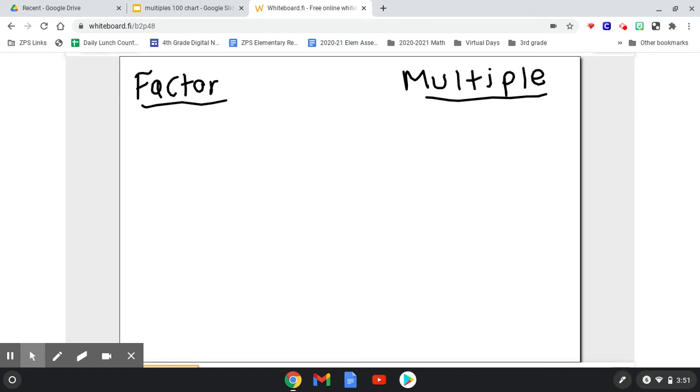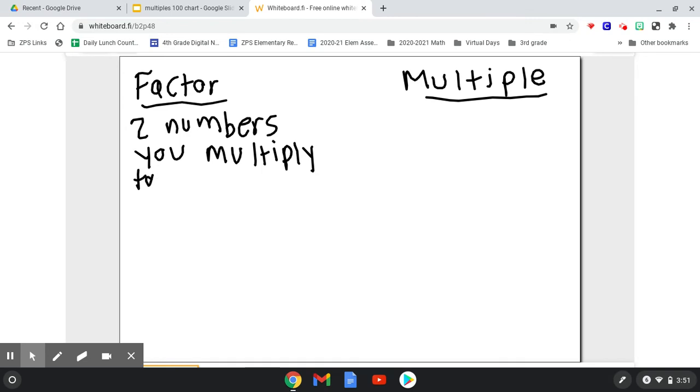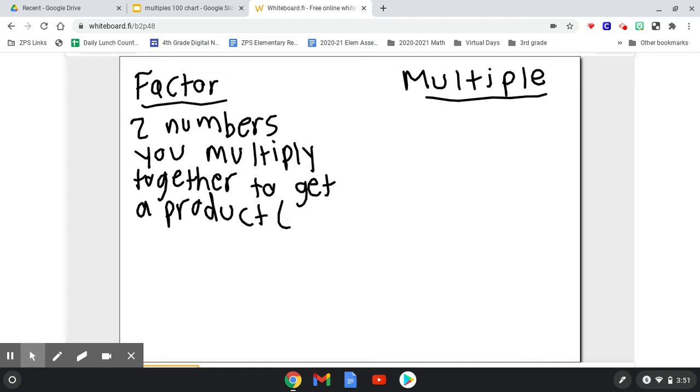Let's start with factor. Factor is 2 numbers you multiply together to get a product. Now, product is just a fancy word for answer. Sorry, my handwriting's kind of messy on here. It's hard for me to write on my screen. Let me give you an example. That way you can kind of see it a little bit better.